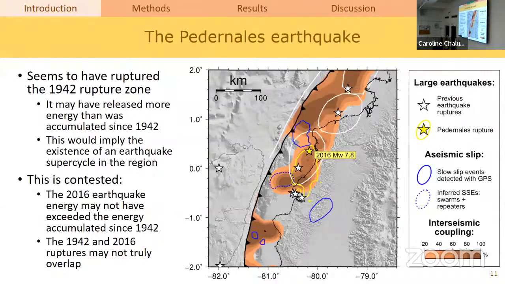Now, the Pedernales earthquake happens in the middle of all that. It re-ruptured this region of the 1942 earthquake, and because of that, there are some authors that suggest that the energy that was released by the 2016 earthquake exceeds the energy that had been accumulated since 1942. That would suggest that the region is undergoing a seismic supercycle. However, this is still a contested point.